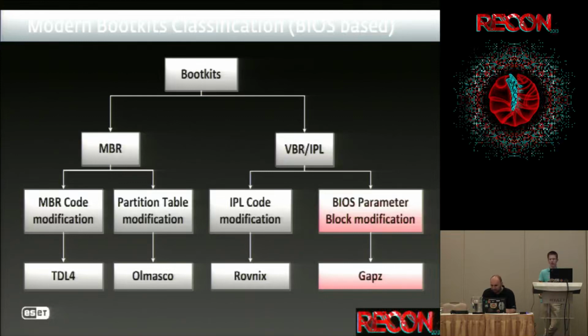So it's more difficult to spot this infection in the system. The other infections, which are referred to as VBR or IPL, are very interesting as well. There is an IPL code modification, which Rodionov does. It modifies the initial program loader code, which is not the VBR. This is the 15 sectors which are following VBR, and it is as well very difficult to spot.